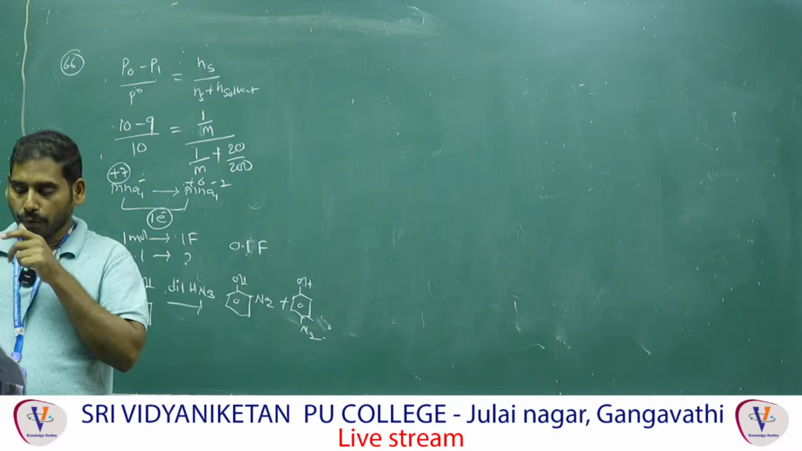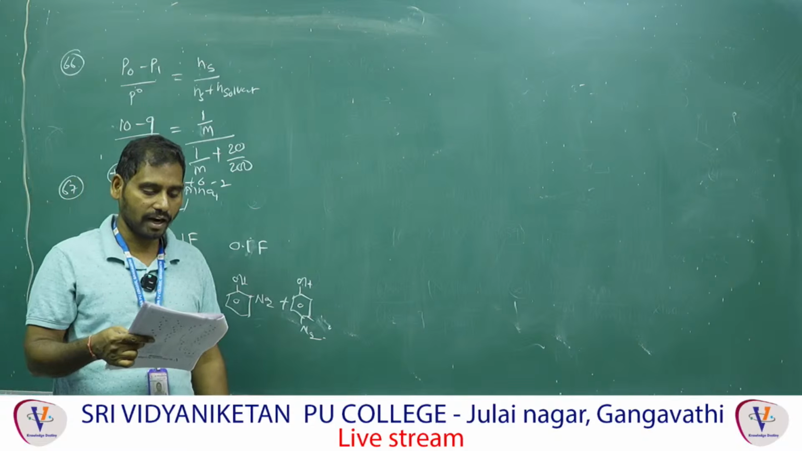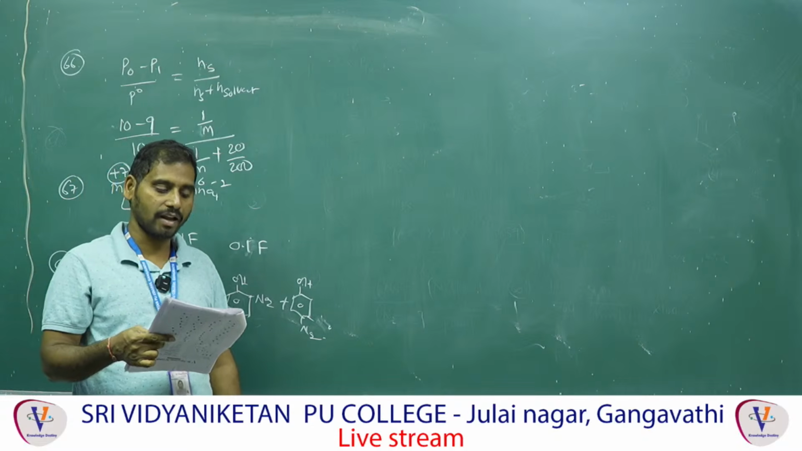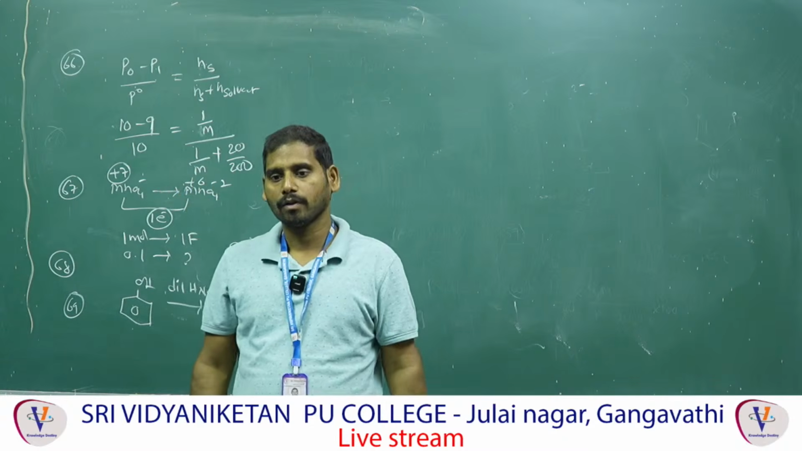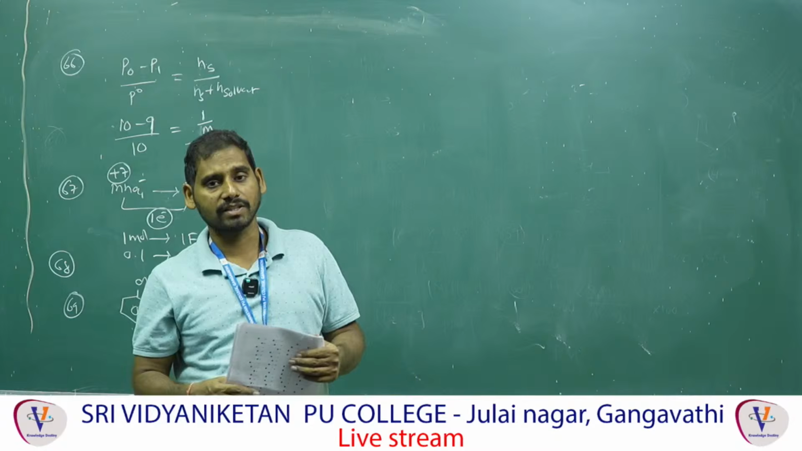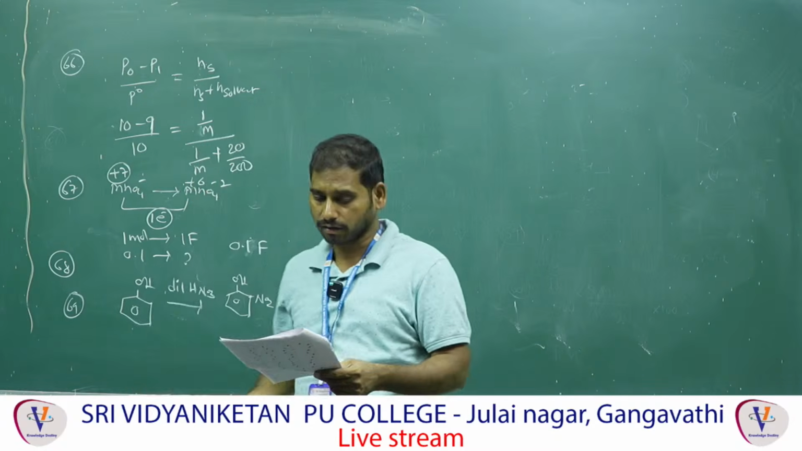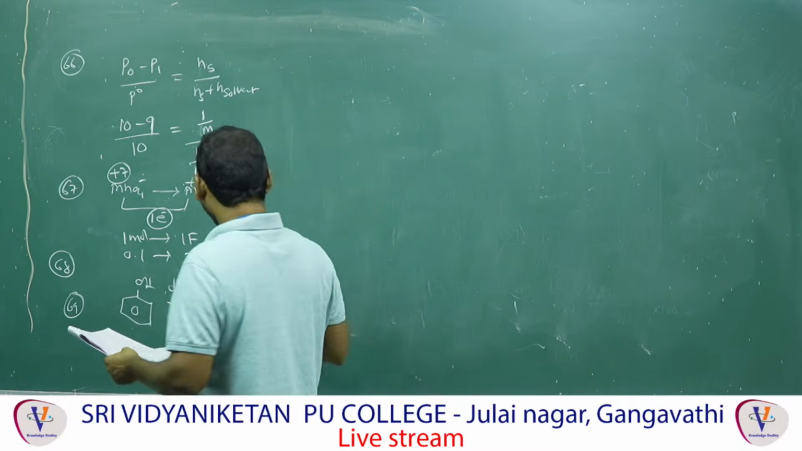Next one. SN2 mechanism of methyl bromide reacting with OH minus is an elementary reaction. Correct. An SN2 reaction will take place in a single step. A reaction that takes place in a single step is called an elementary reaction. So that is also correct.